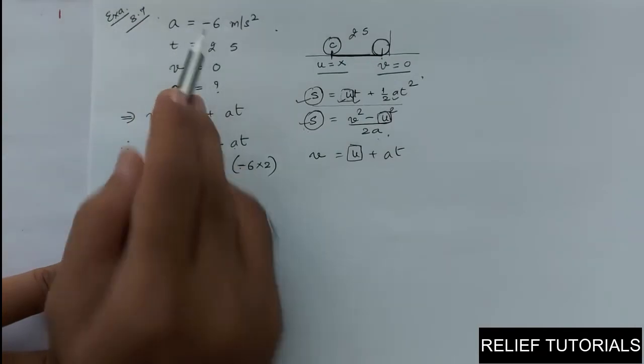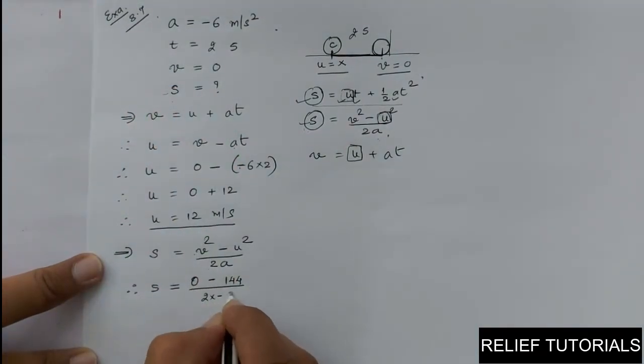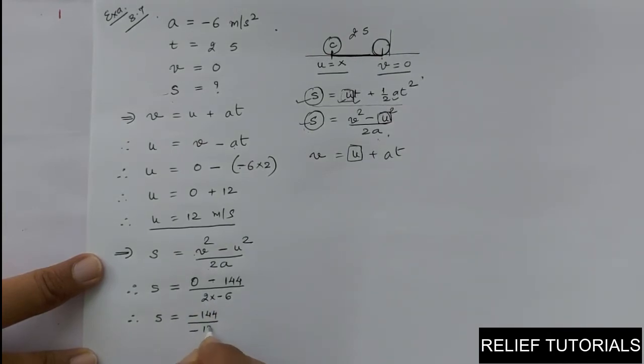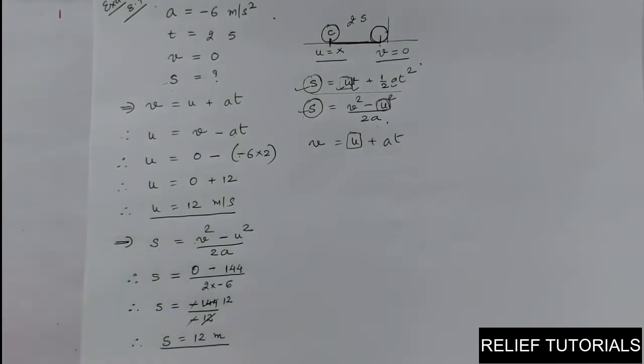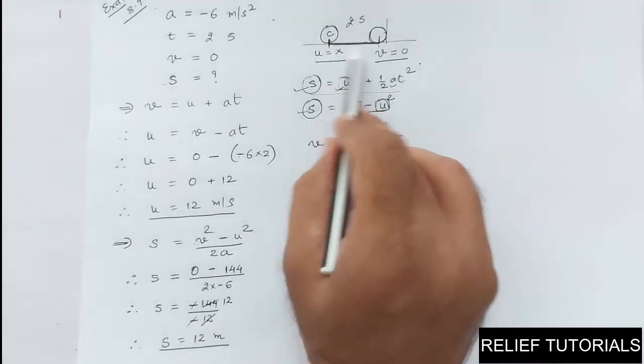So 2 into a, a is minus 6. So 2 into minus 6. Therefore S is equal to 0 minus 144, means minus 144 upon 6 2s are 12 and minus sign. So it's minus 12, minus cancelled. So 12. Therefore S is equal to 12 meter. So the distance traveled by the car before it stops, from the point where the driver has applied the brakes, is 12 meter. So this distance will be 12 meter.